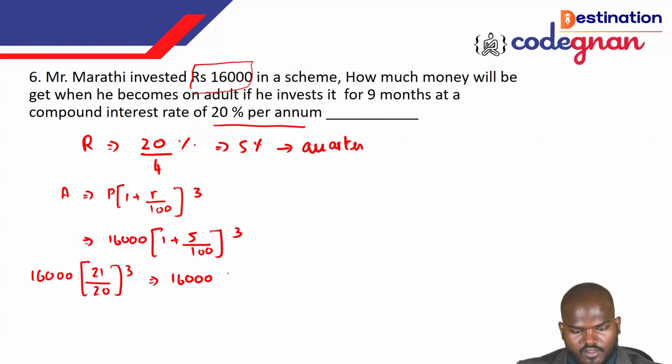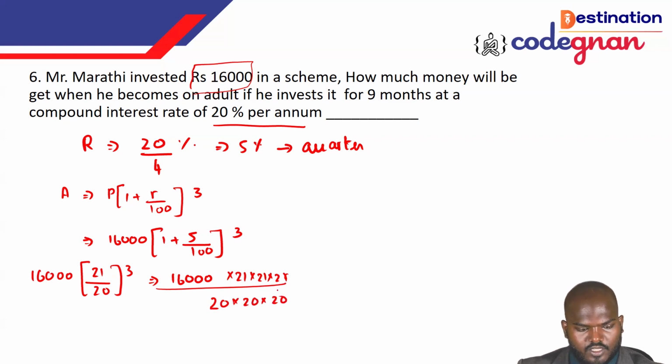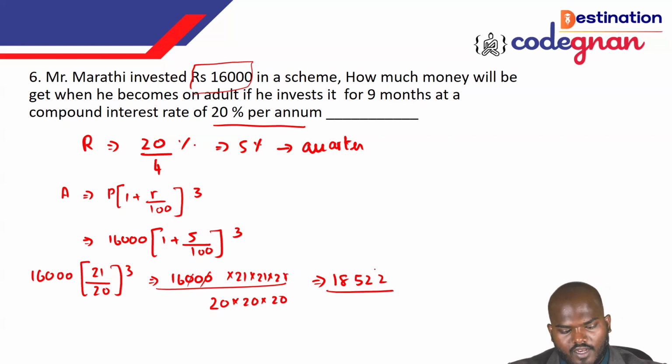If I'm writing here, it will give you 21 times 21 times 21 times 21. Below you will have 20 times 20 times 20 times 20. Zeros get cancelled. If you multiply here, it will give you the value 18522. So this is the answer you will get here, the amount at the end.